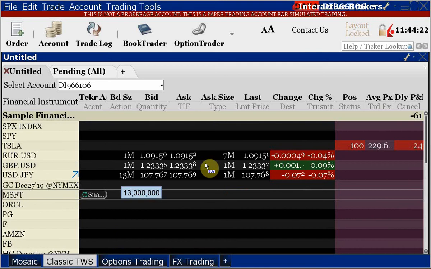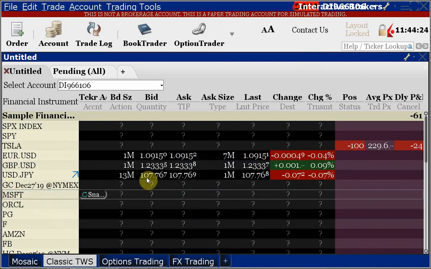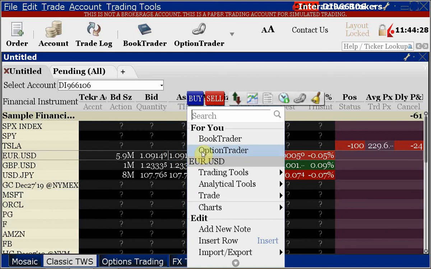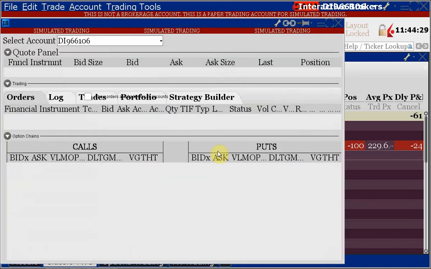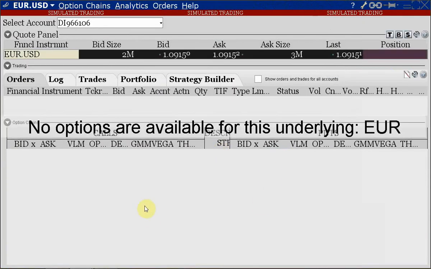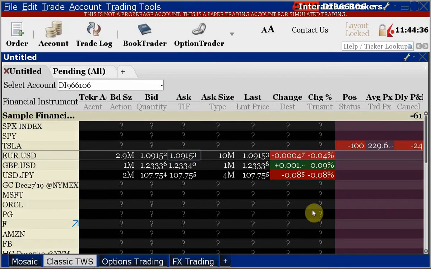Let's see if we have any OTC options available on the euro. We right click on this and we go to option trader. Do we have any? No options are available. These are OTC options. These guys are mainly into exchange traded products. Of course, this spot FX is an OTC product.